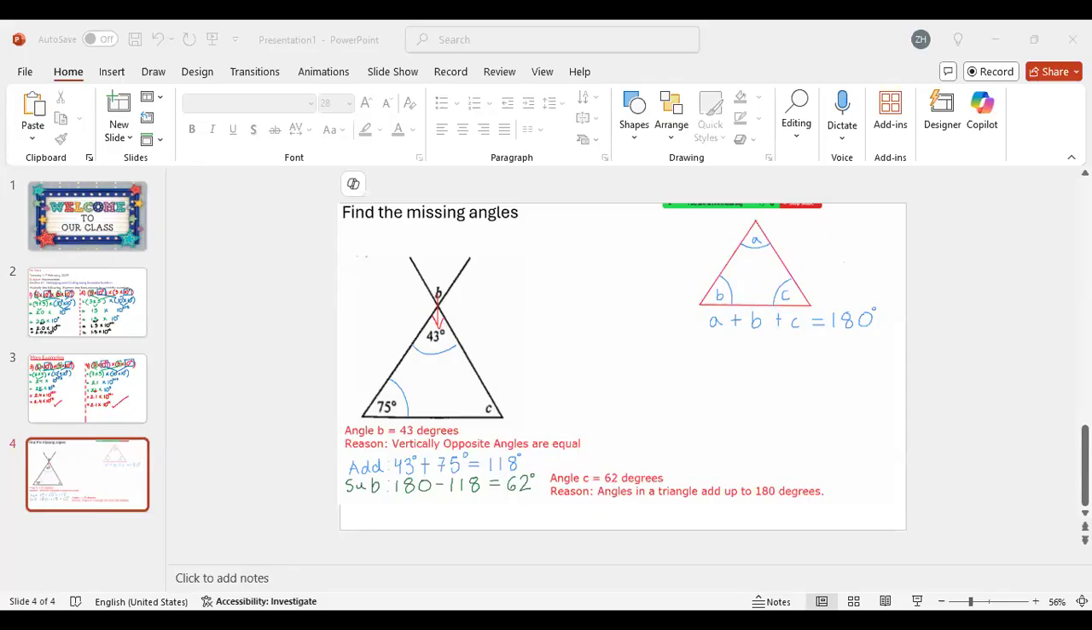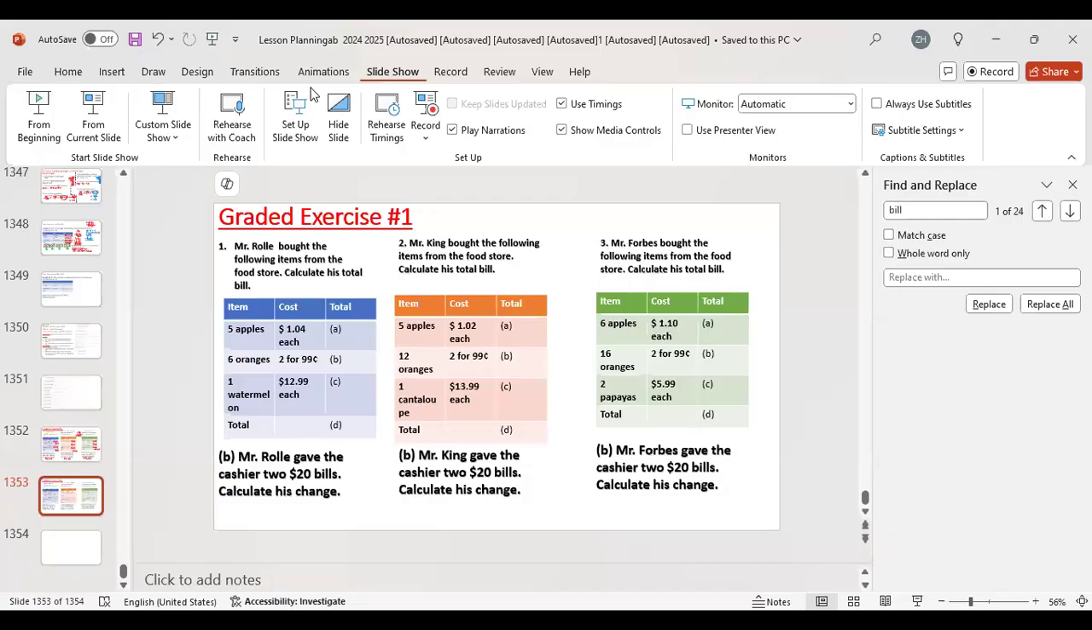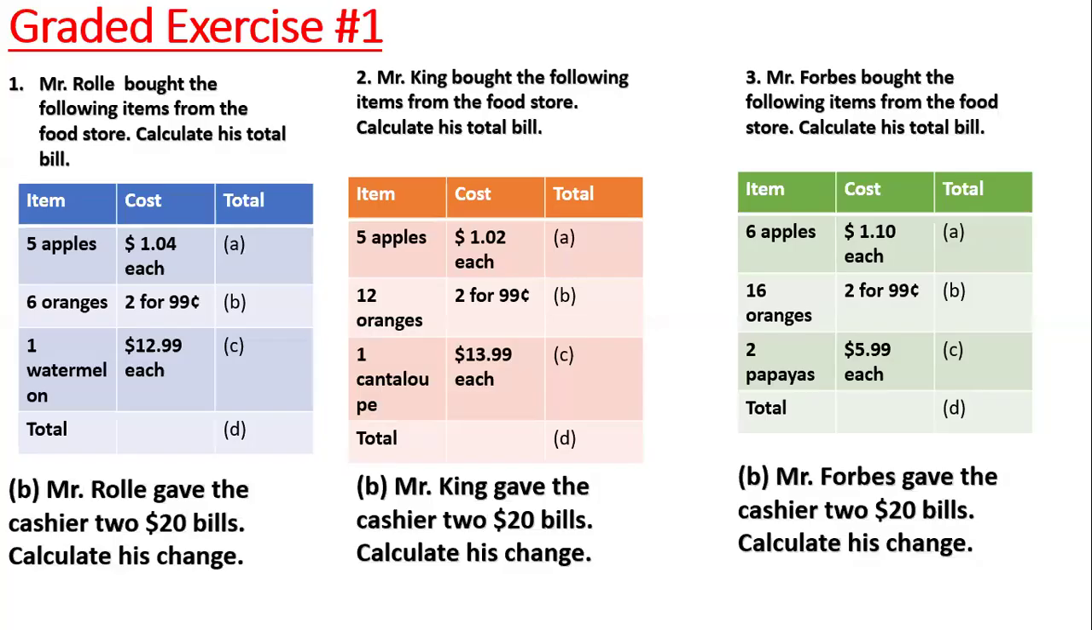All right, so again, once you finish with the quizzes, I want us to do this great exercise. This one is on receipt and total bill. So the first one says, Mr. Roll, again, for those who are finished with our three quizzes, this is what we have to do. These three questions. It says, Mr. Roll bought the following items from the store. Calculate his total bill. So we have 5 apples, $1 for each.